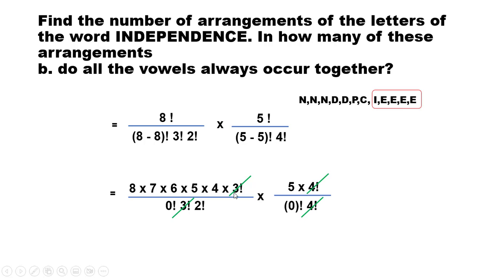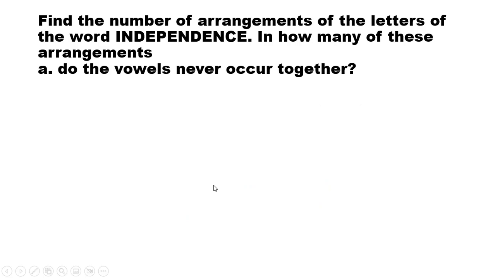So when we go ahead and solve this, I've cancelled off the 3 factorials and the 4 factorials here, and then while computing we'll get the answer 16,800.